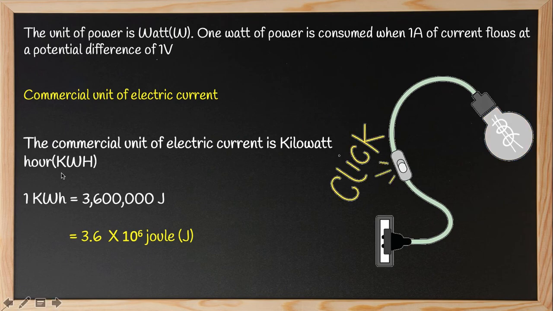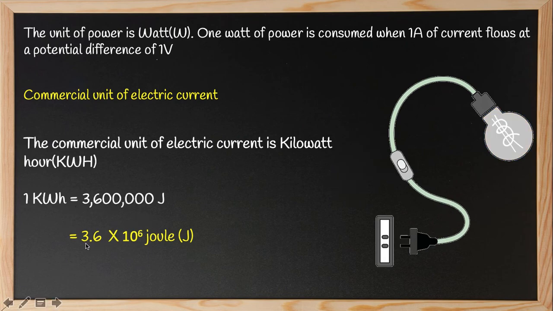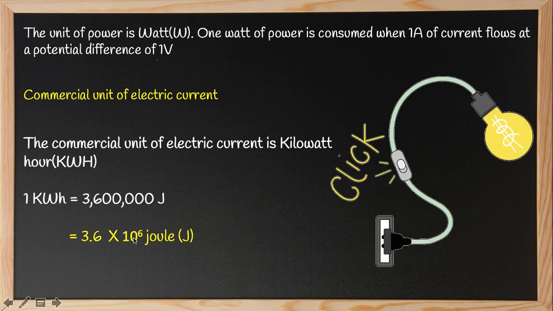There are 5 zeros here, 1, 2, 3, 4, 5. So 10 to the power of 5. And since we added a decimal place here, we will write it as 6. So it is 3.6 into 10 to the power of 6 joules.